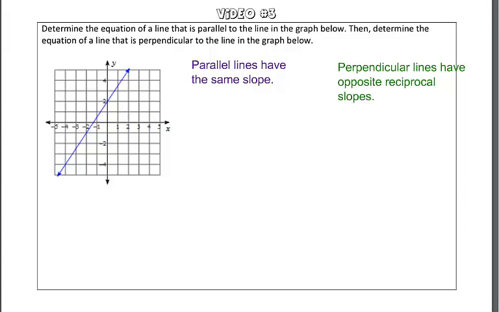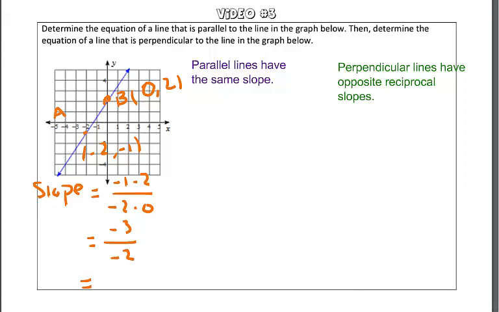So the first thing that we need to do is calculate the slope of this line. So to do that, we're just going to go ahead and look at any 2 points on this graph. We'll call this point A, and we'll call this point B. A is at the point (-2, -1), and B is at the point (0, 2). So to calculate the slope of this line, we have the difference in our y values, so -1 minus 2, over the difference in our x values, -2 minus 0. And simplifying that, we have -3 over -2. A negative divided by a negative is positive, so the slope of this line is +3/2.